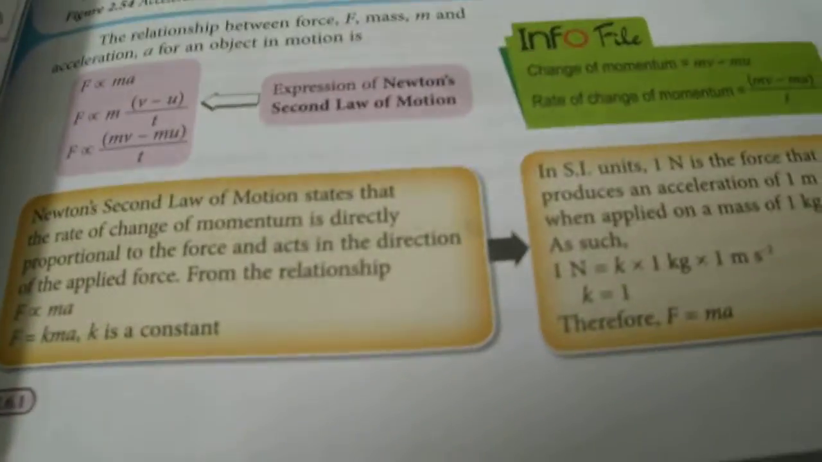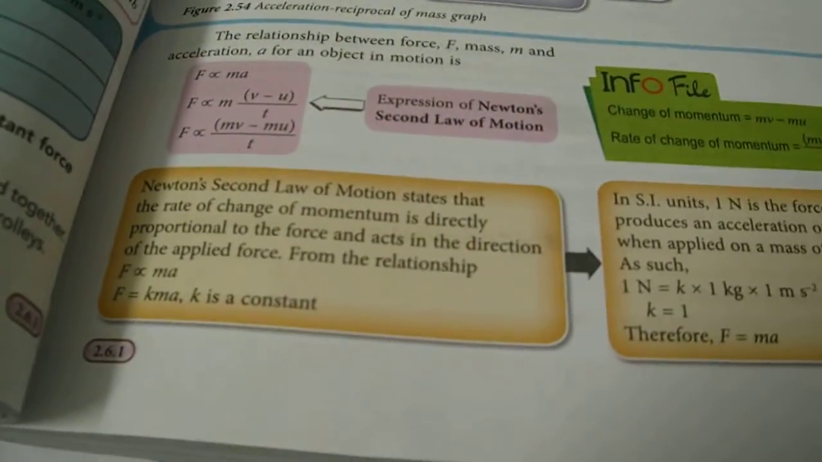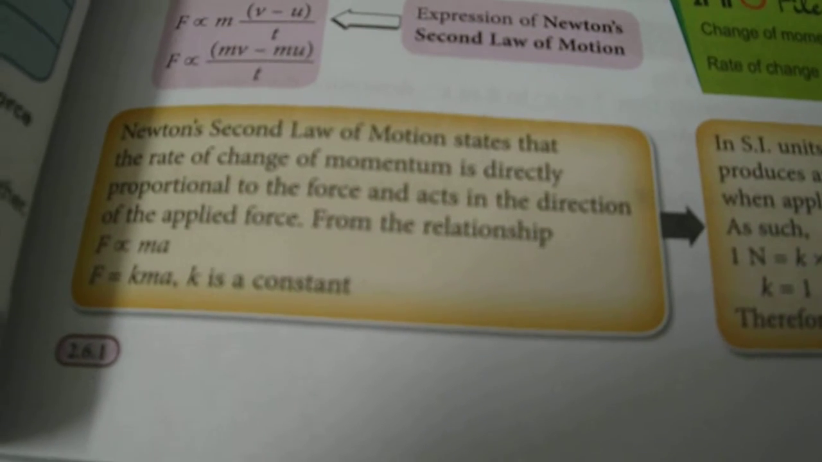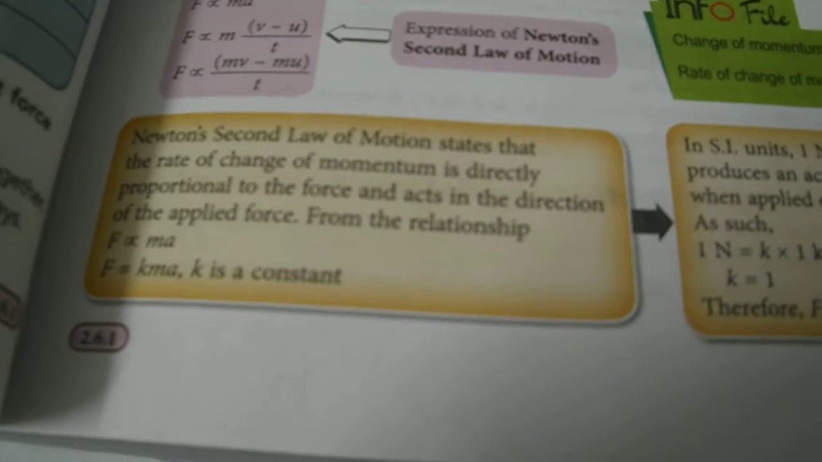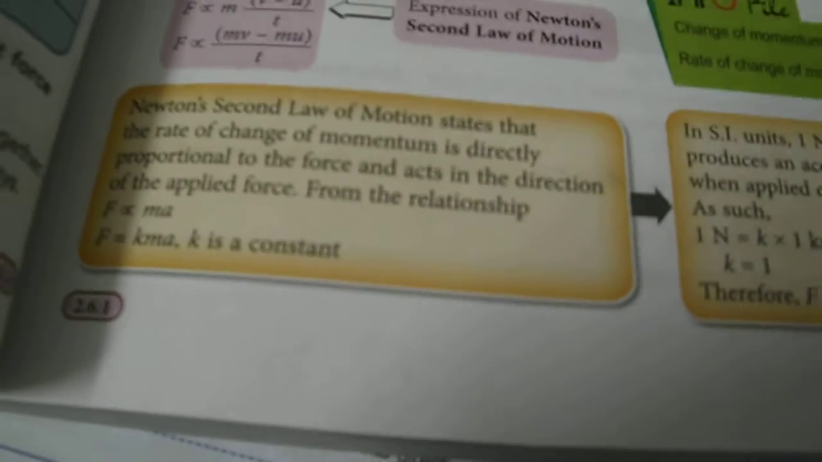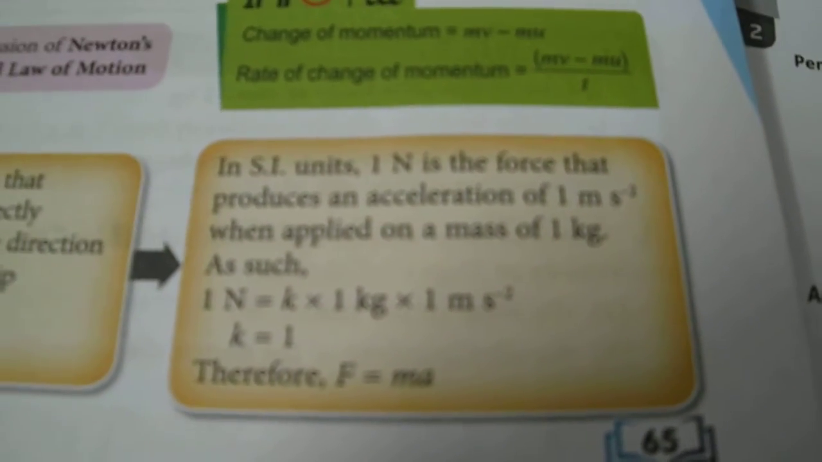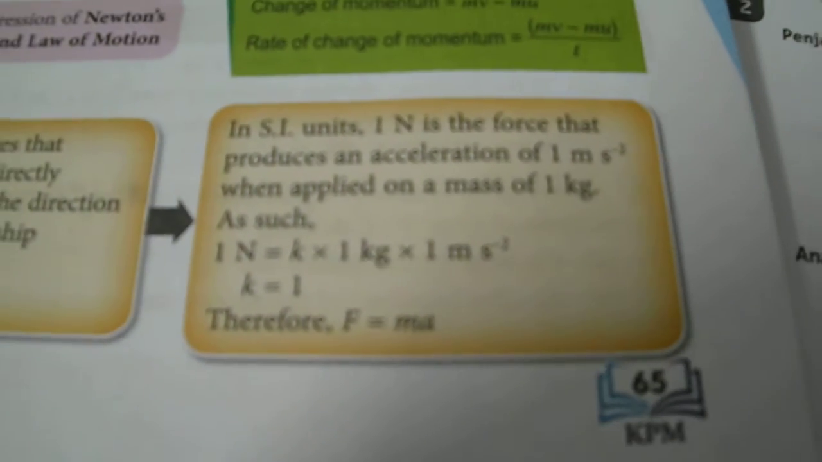Actually Newton's second law of motion is related to this, because Newton's second law of motion states that the rate of change of momentum is directly proportional to the force and acts in the direction of the applied force. From this relationship, there's a constant at the front, which is k, and k actually equals 1, and it is proven here. Too lazy to read it out, so yeah. K equals 1, and because k equals 1, we don't really write it down.